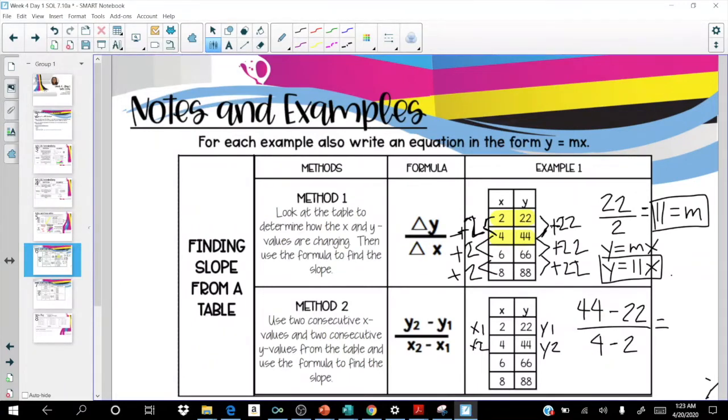44 subtract 22 is 22. And 4 subtract 2 is 2. Okay? Which is equal to 11. So 11, once again, is our slope. So we are going to write the equation y equals mx. We are going to replace m for the slope, which is 11, and then finish writing the equation.